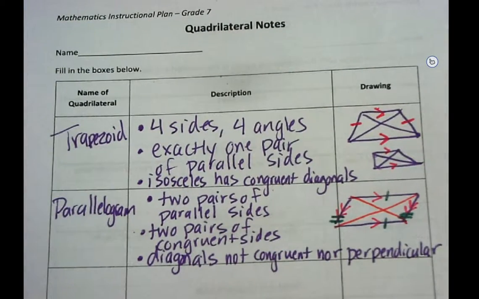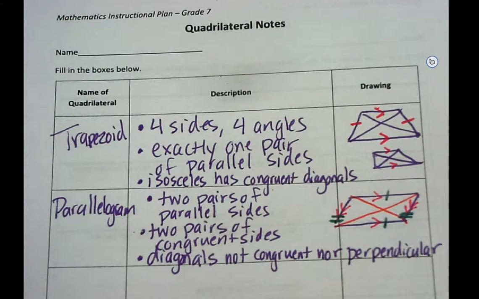Okay, I'm going to give you a minute to catch up. So we've got two shapes so far. We have our trapezoid that has one pair of parallel sides. And we have our parallelogram that has two pairs of parallel sides, two pairs of congruent sides. And the diagonals, we put it outside the Venn diagram because the diagonals were not congruent, nor were they perpendicular. They were neither one.